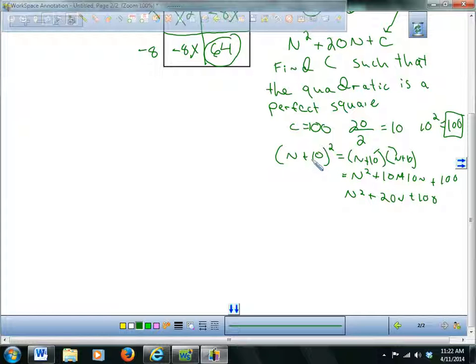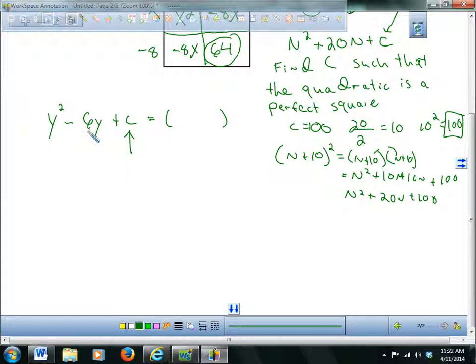It's a little tricky. What if I did y squared minus 6y plus c, and I want to know how can I rewrite this as a perfect square? 9. What do I have to add?